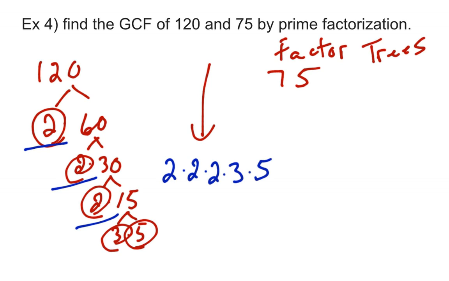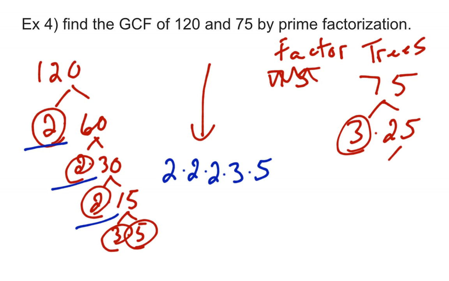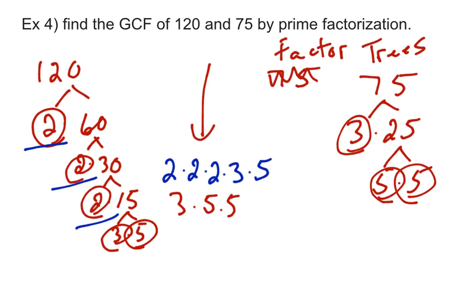When I break down the 75 now, and maybe I'll move it over here a little bit, again, I think about it as money. So 3 quarters, 3 times 25 is 75. The 3 is prime. The 25 becomes 5 times 5. They're both prime. So I get 3 times 5 times 5. Actually, I'm going to change that to blue so you can see what we're doing here. And I like to stack these two things on top of each other.